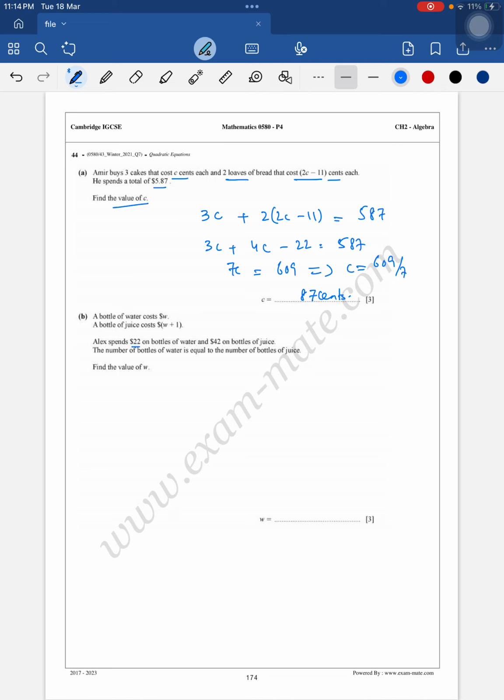A bottle of water costs W dollars, a bottle of juice costs W plus $1. Alex spends $22 on bottles of water and $42 on bottles of juice. The number of bottles of water is equal to the number of bottles of juice.